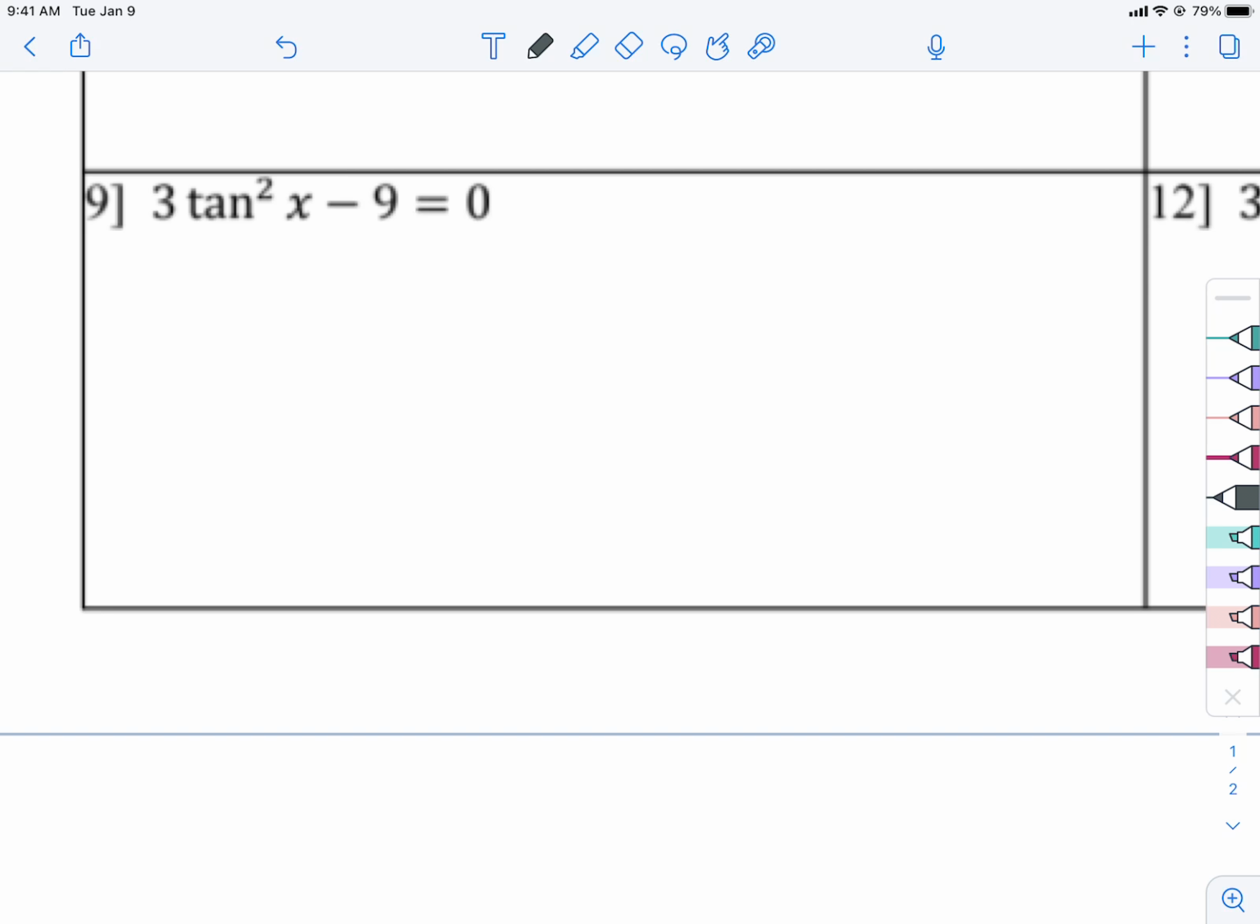So the first thing we're going to do, if we've got 3 tangent squared x minus 9 equals 0, got to get rid of the minus 9. I'm going to move it to the other side. That's going to give me 3 tangent squared x equals 9.